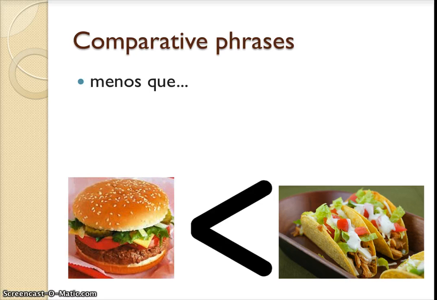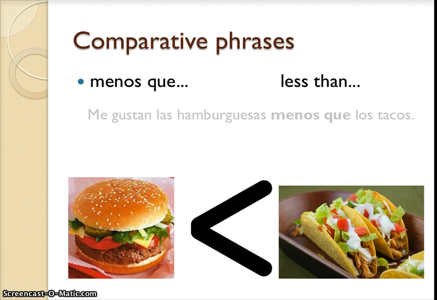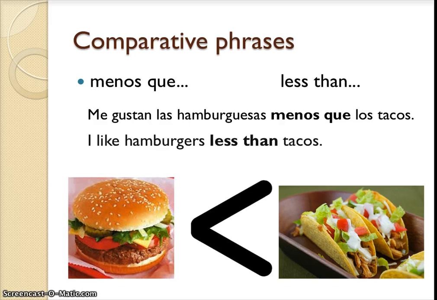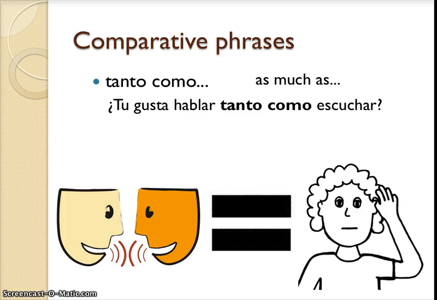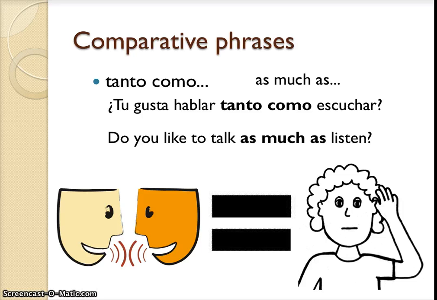Our next one, menos que, less than. No adjectives. So we have me gustan las hamburguesas menos que los tacos. I like hamburgers less than tacos. Alright, and our final one, tanto como, as much as. ¿Te gusta hablar tanto como escuchar? Do you like to talk as much as listen? So those are the three comparative phrases that do not include an adjective.